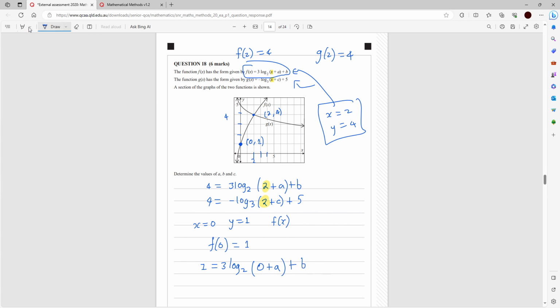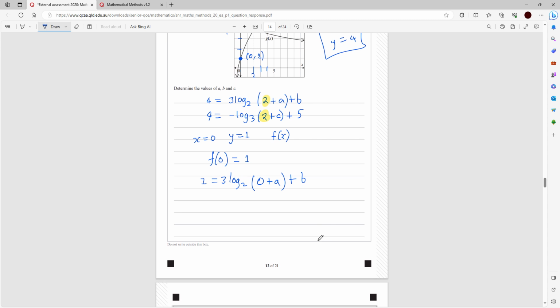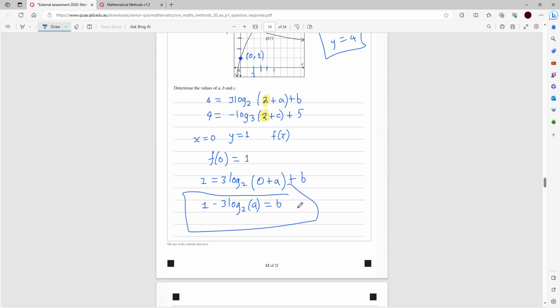Now we've got three equations we can use. What we're going to do straight up is rearrange this to get b as the subject. So if I rearrange this, I have 1 minus 3 log base 2 of a is equal to b. Now I can substitute this into this equation here because b appears there. And then we've got logs with the same bases and only one variable to solve for. So if I did that, this is what I'm going to get.